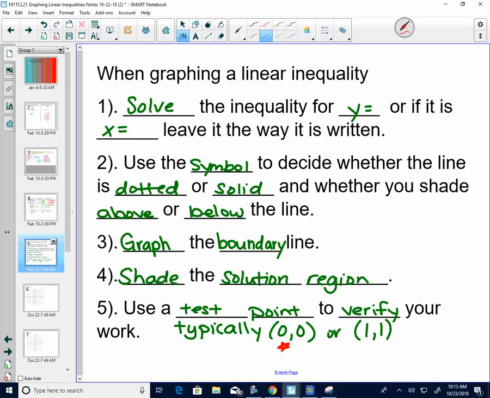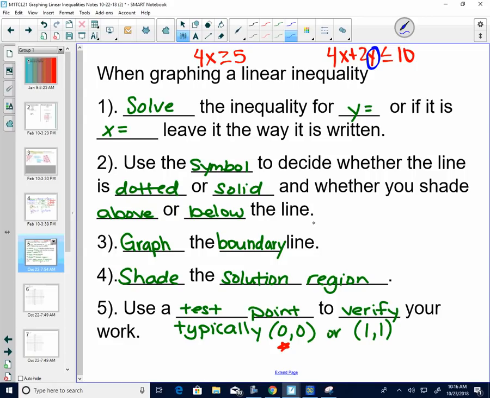So when graphing a linear inequality, you need to solve the inequality for y equals, or if it is x equals, leave it the way it is written. So that means if I only had 4x is greater than or equal to 5, I can only solve that for an x equals. Whereas if I had 4x plus 2y is less than or equal to 10, this one I would solve for y because it has a y in there. You need to use the symbol to decide whether the line is dotted or solid, and whether you shade above or below.